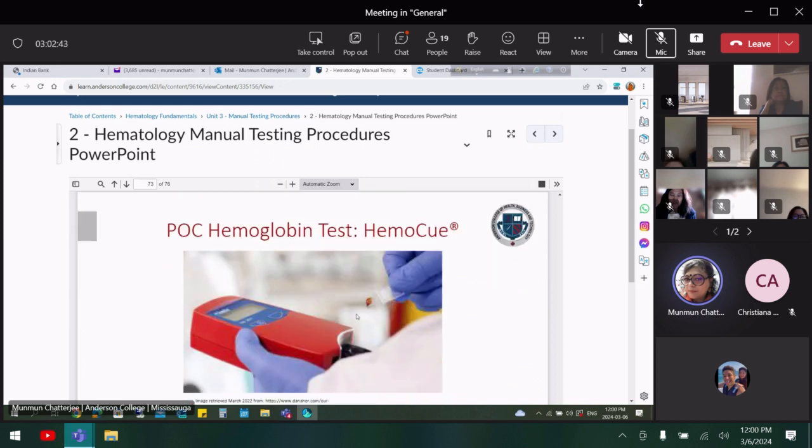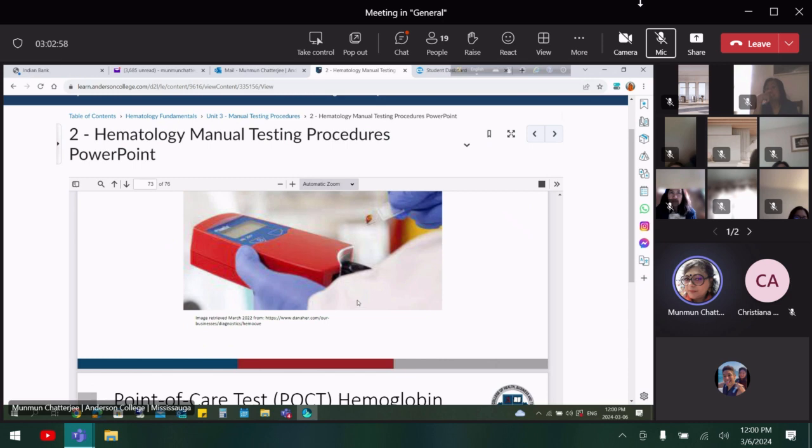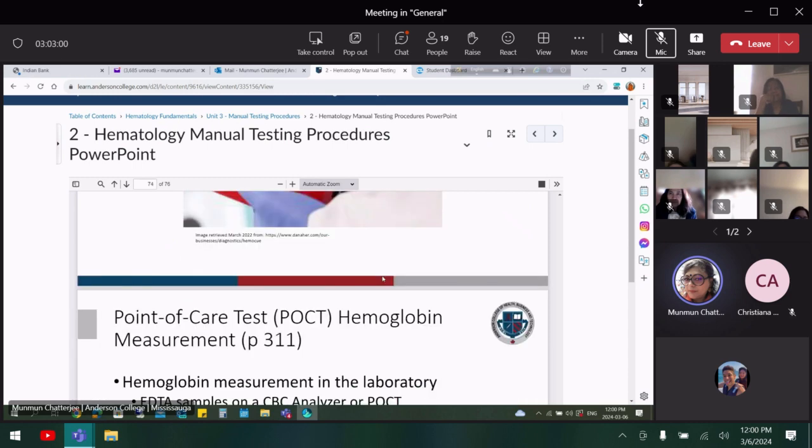Then you have the POC, point of care testing. What is point of care testing? It is beside the patient. Very good. Beside the patient. So you already use the HemaQ. It's easy. Point of care testing.